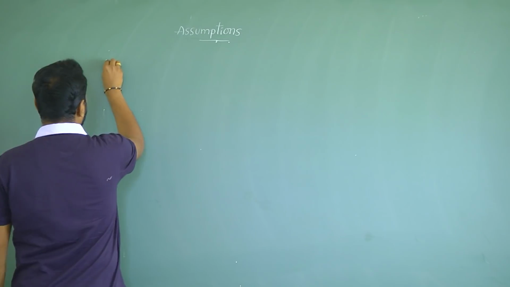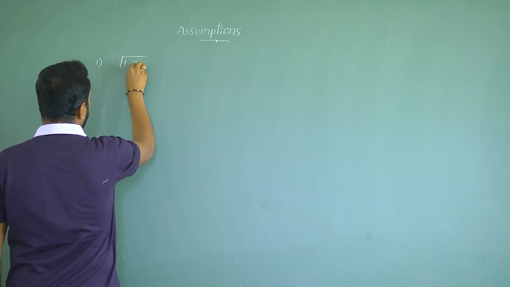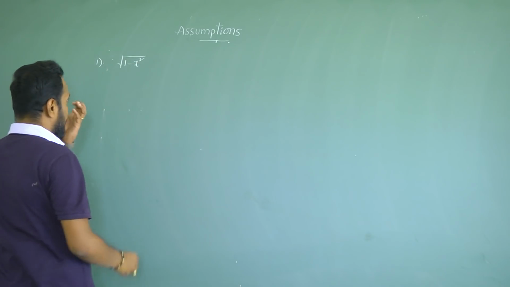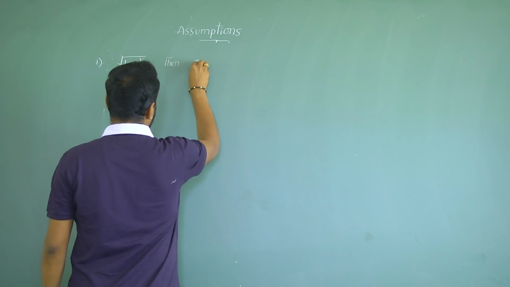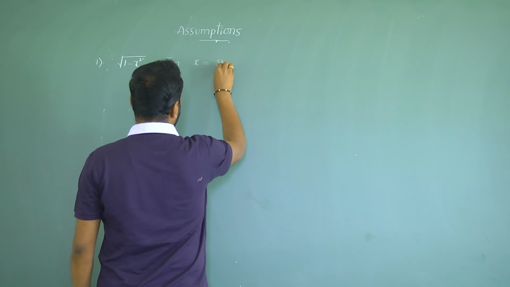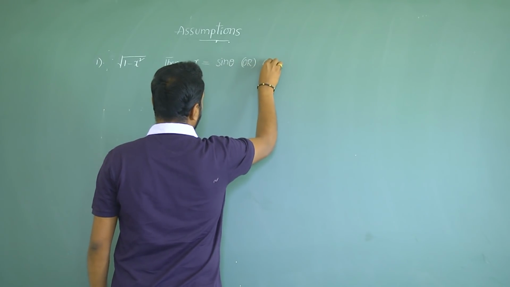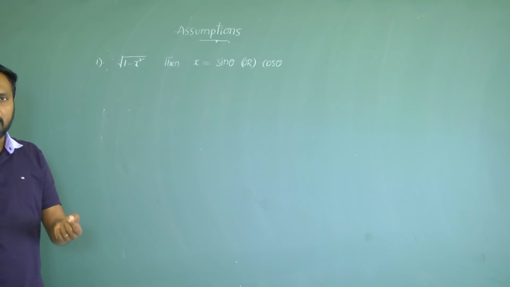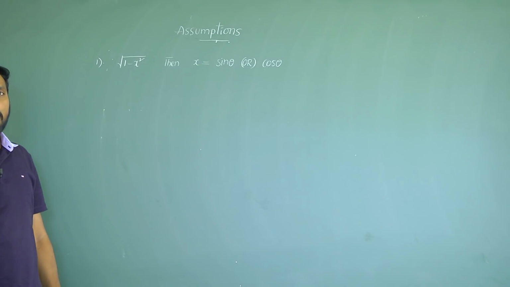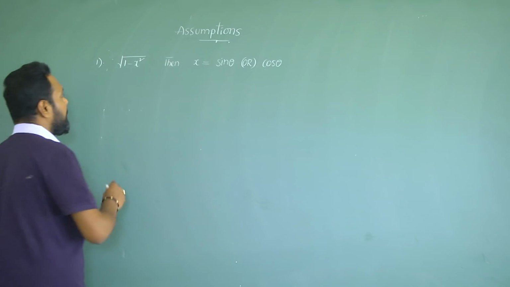Now, first one. If we have the function root of 1 minus x square, the assumption we need to take to simplify this is x equals sin theta or cos theta. Why? Because root of 1 minus sin square theta is root of cos square theta, root of 1 minus cos square theta is root of sin square theta, that equals sin theta you will get.